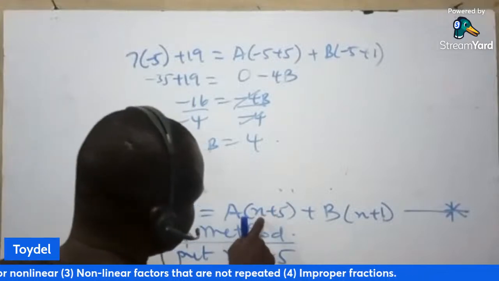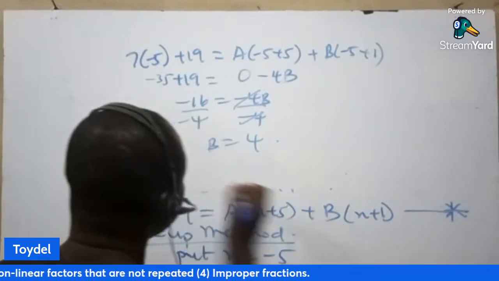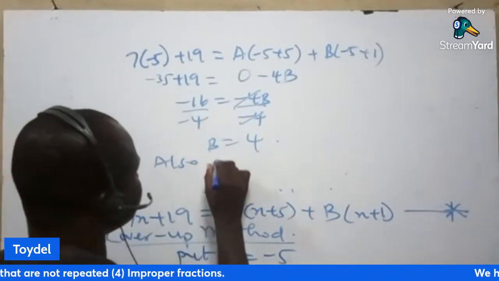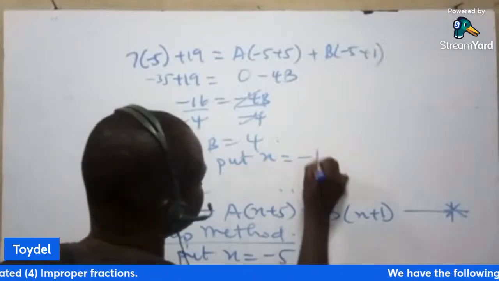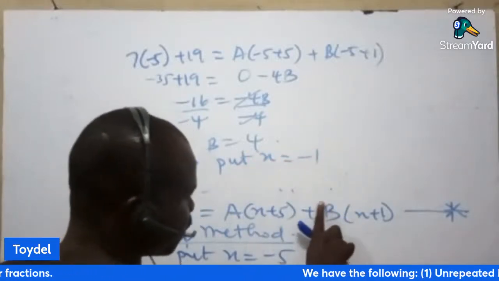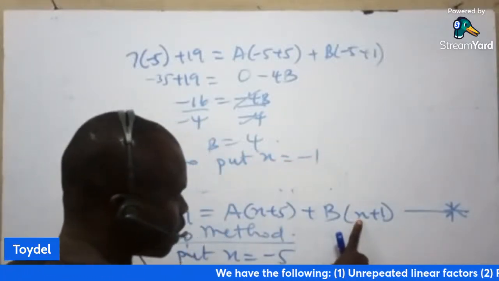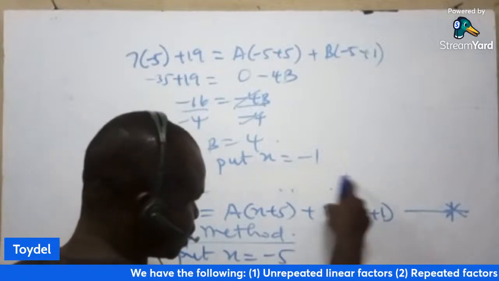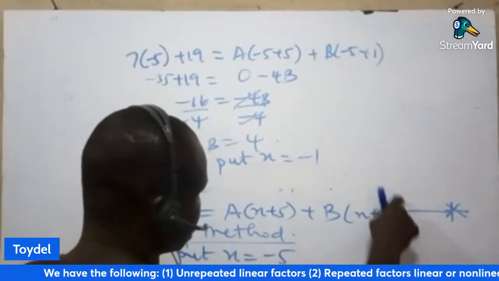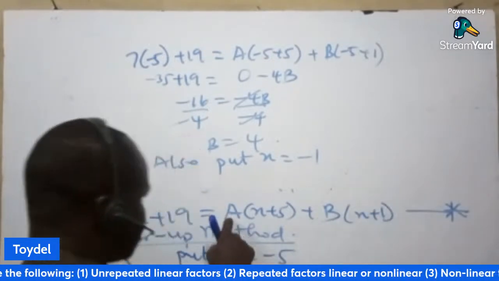We have been able to eliminate this. We have gotten the value of b. Now you also put x to be equal to minus 1. Look at it, if I want this b to vanish, once I assume x to be -1, -1 plus 1 will be 0. So everything I have here will vanish, and I'll be able to get the value of a.